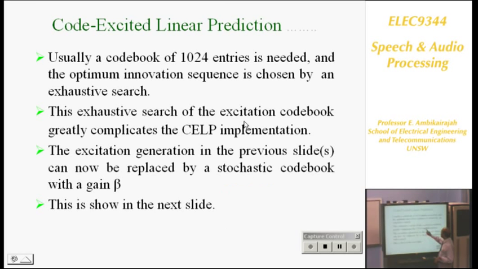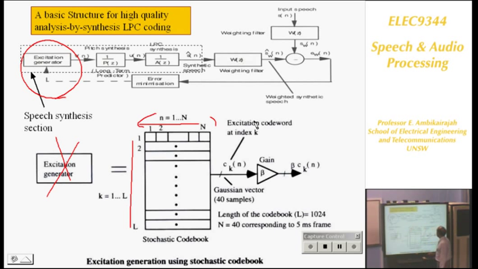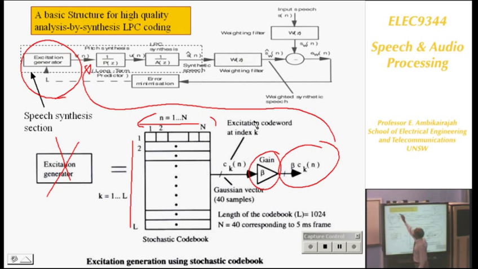So if you look at here, from now onwards, this excitation generator we have replaced by a code book of L length, 40 samples, 40, and whatever comes out will be controlled by gain, because the amplitude of the noise has to change. This is where you get your excitation. Now this is being fed here, so that is removed and replaced by a code book, and a vector of 40 Gaussian samples comes out, okay?